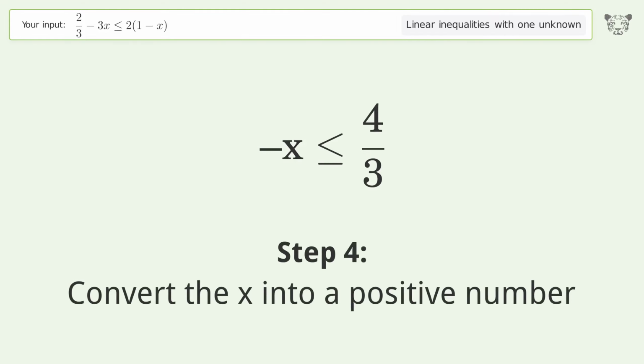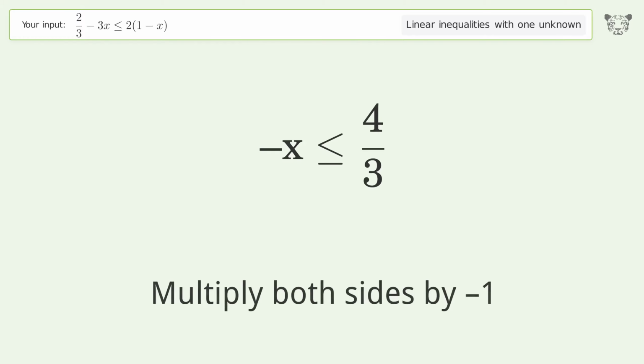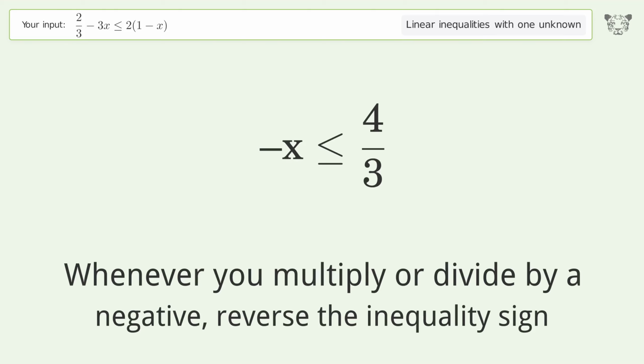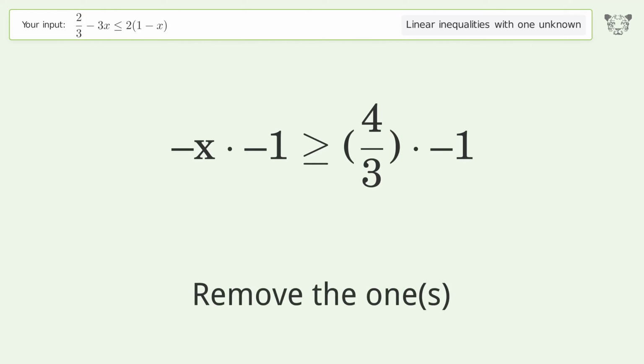Convert the x into a positive number. Multiply both sides by -1. Whenever you multiply or divide by a negative, reverse the inequality sign. Remove the ones.